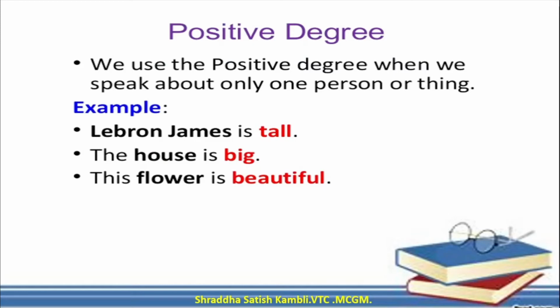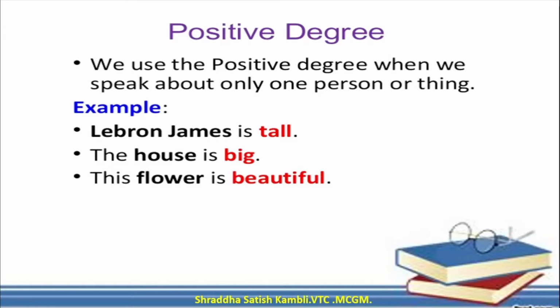So the positive degree we use when we are speaking only about one person or one thing. That is, here actually going to see there is no comparison done, because there's just one thing. When there's just one thing, then you don't compare it with something else. Okay, so the positive degree is used when we speak about only one person or one thing.